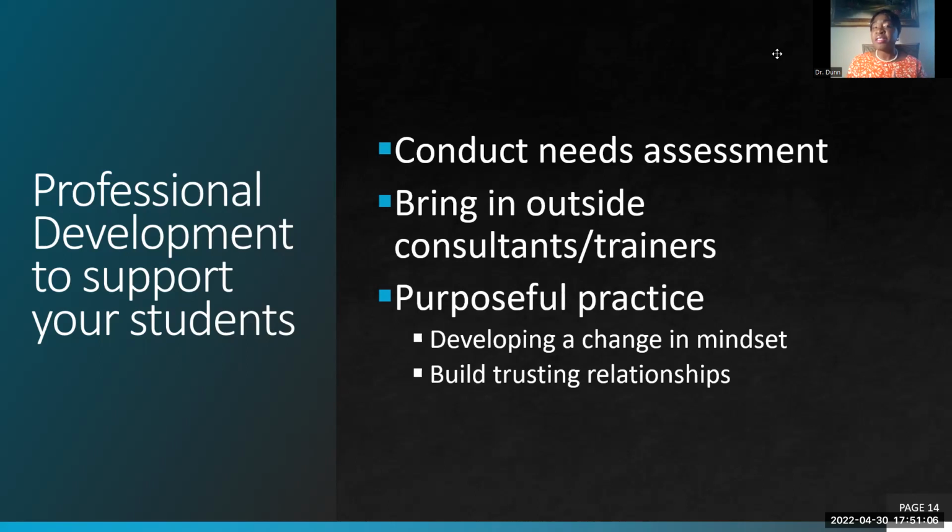But outside consultants or trainers can add value to what you're trying to establish when you have faculty who need to know this information and they may be oppositional towards it. Be purposeful in your practice, whatever you're doing. Develop a changed mindset, and we have to build trusting relationships, because if your students trust you, they will do just about anything you ask them. The same thing with staff members. Don't just do it because of your leadership role or your administrative power. Do it in the sense that students are able to trust you, trust their leaders, and there's a trusting relationship.